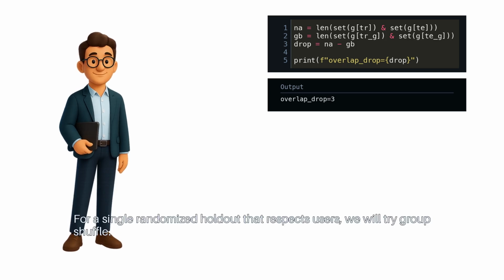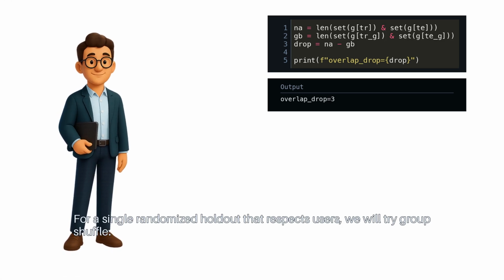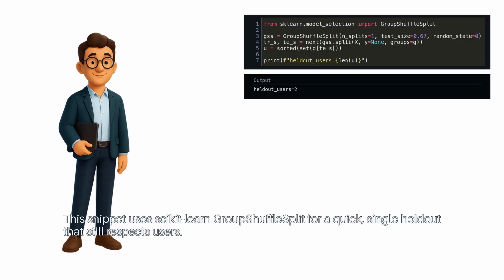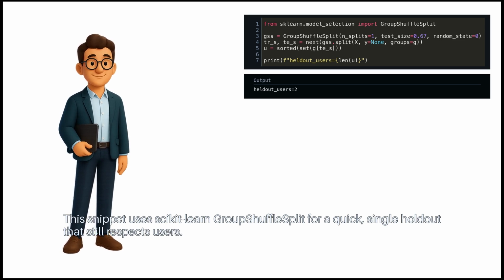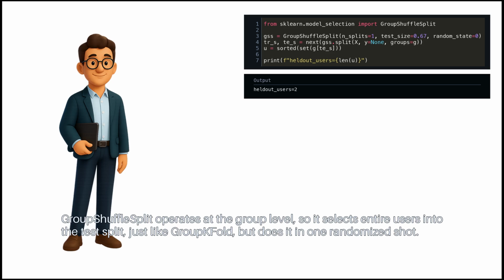For a single randomized holdout that respects users, we will try GroupShuffleSplit. This snippet uses scikit-learn GroupShuffleSplit for a quick, single holdout that still respects users. GroupShuffleSplit operates at the group level, so it selects entire users into the test split, just like GroupKFold, but does it in one randomized shot.